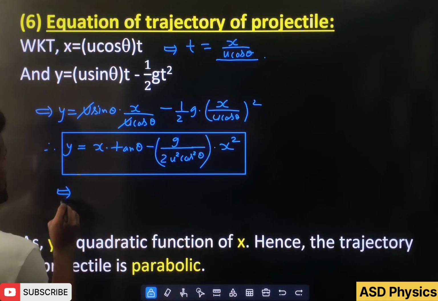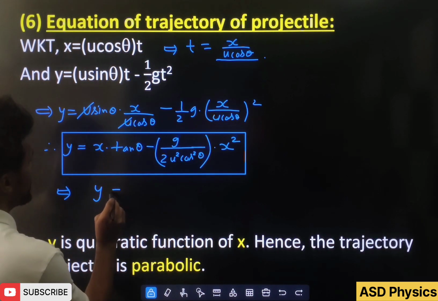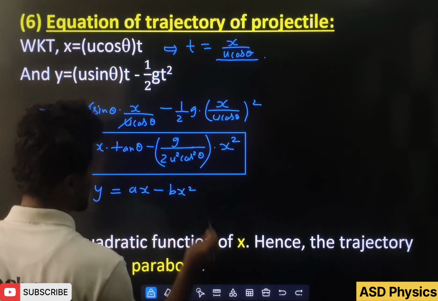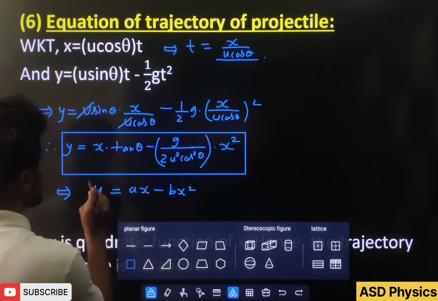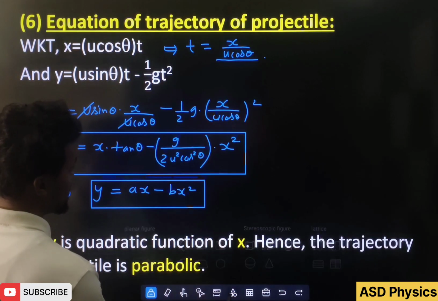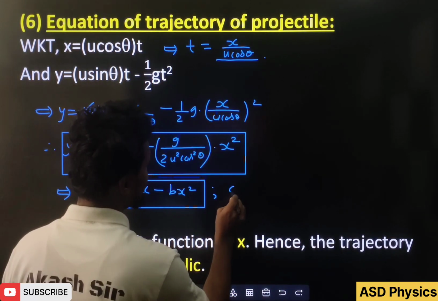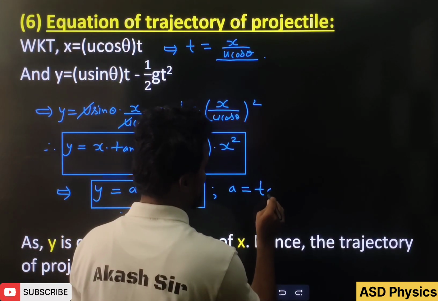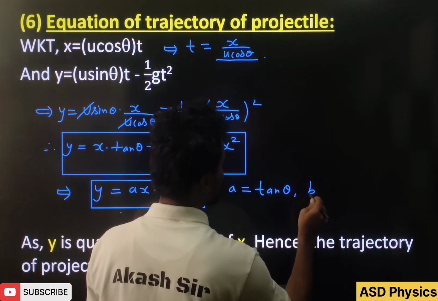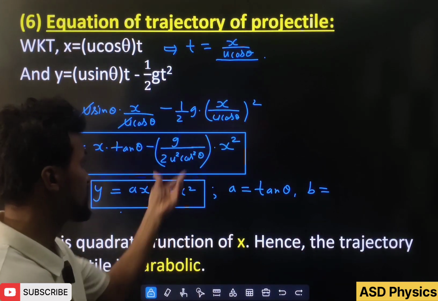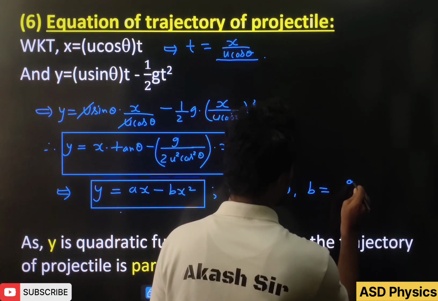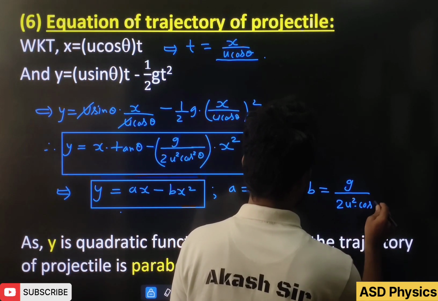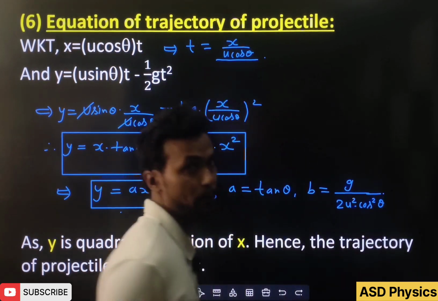Even we can write in this form also. I can write y equal to ax minus bx square. In this, if I compare, the value of a will be tan theta, and the value of b will be how much? Just compare the coefficients of x square. So b will be g by 2 u square cos square theta.